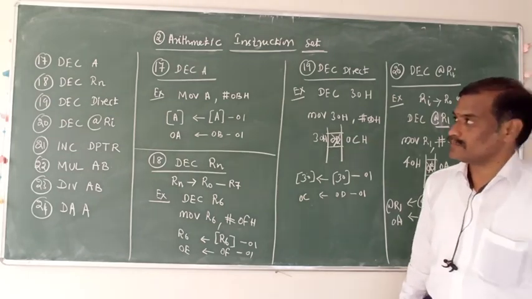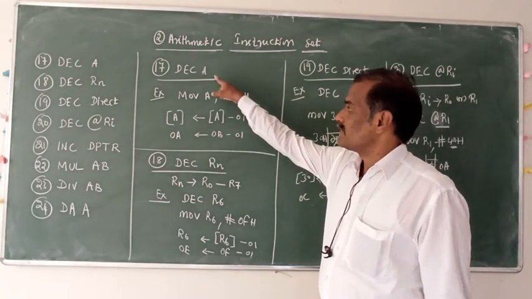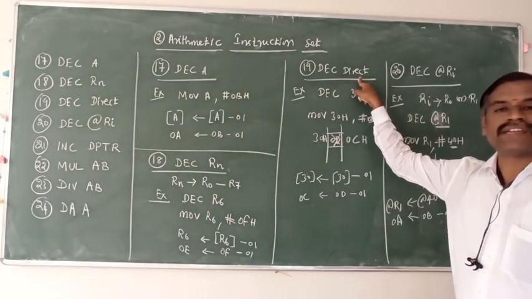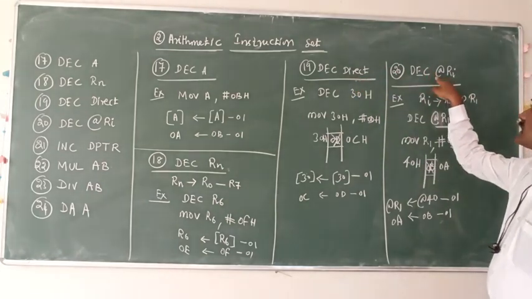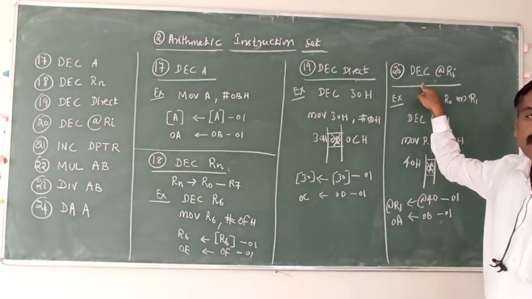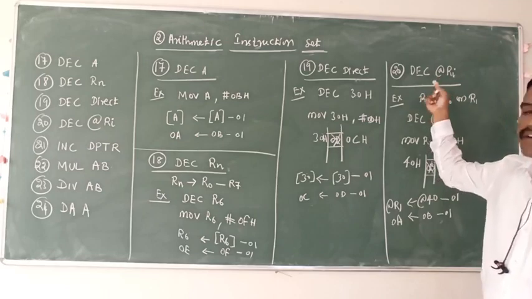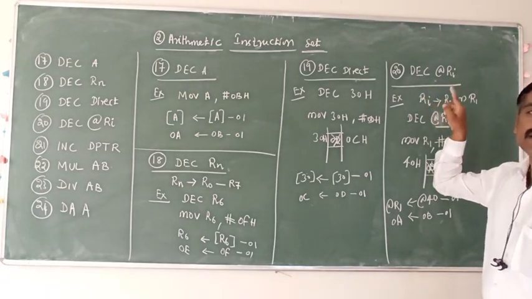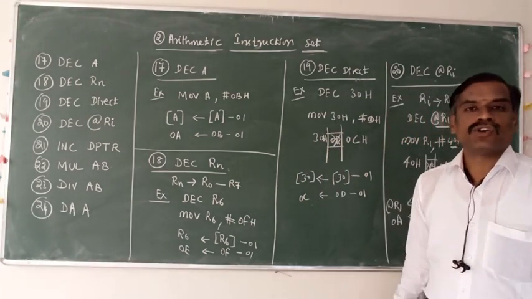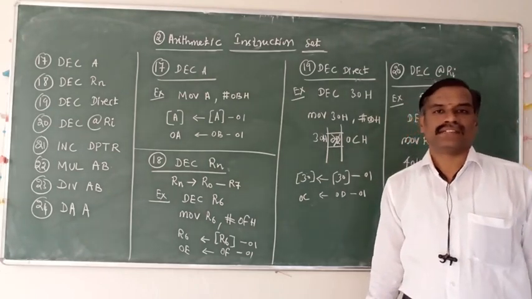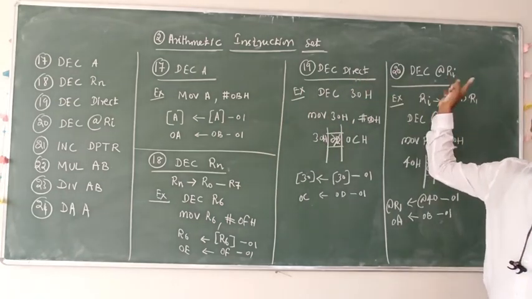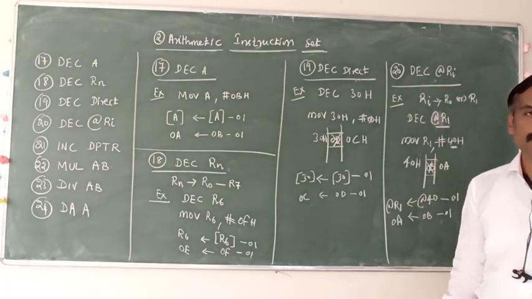The data will be available in 4 ways. Number 1, accumulator. Number 2, register. Number 3, given 8-bit memory address location. And number 4, data will be available in an indirect memory address location. Data is not directly given; the data will be available at the given internal memory address location. Okay, all 4 instructions are related to decrementing the 8-bit data. Data will be available in the accumulator, register, or direct or indirect memory address location.